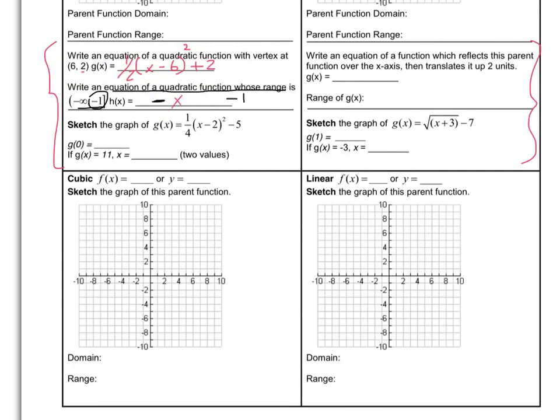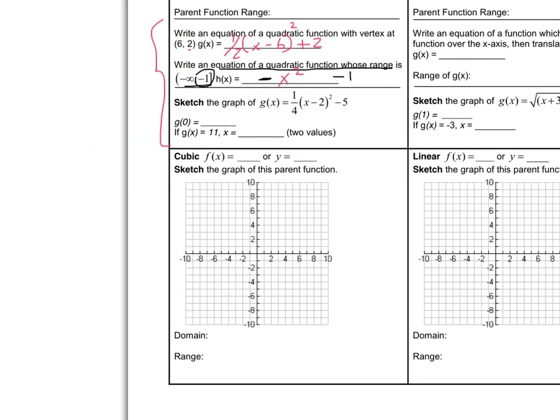So you can just put -x squared, or you can give me another example like negative x minus 2 or x plus 2 squared minus 1. So as long as you have this negative and this minus 1 on the outside, it doesn't matter what you put inside the parentheses. You can choose to put something, or you can choose to just write this one.